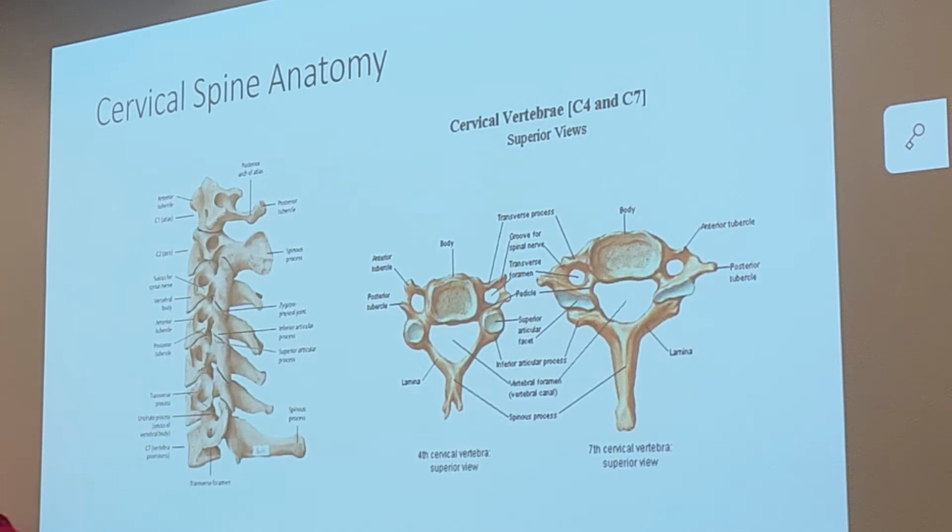No, okay. So we'll wait for one of the later slides then. Right, it's the discs. Herniated discs. Yeah, herniated discs.